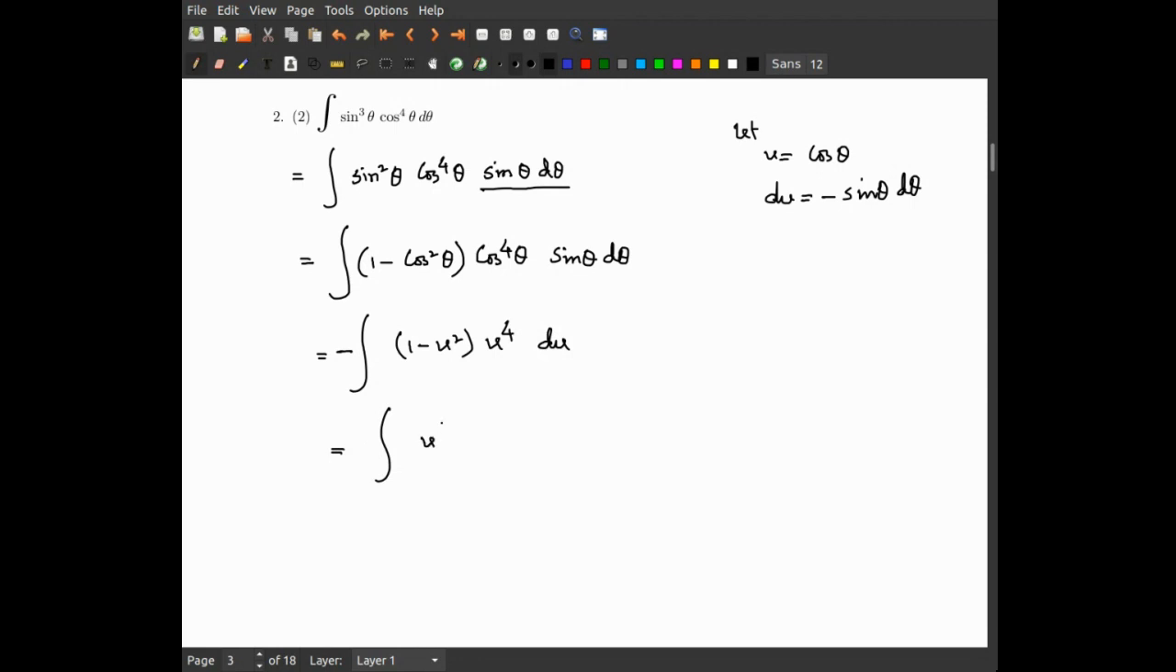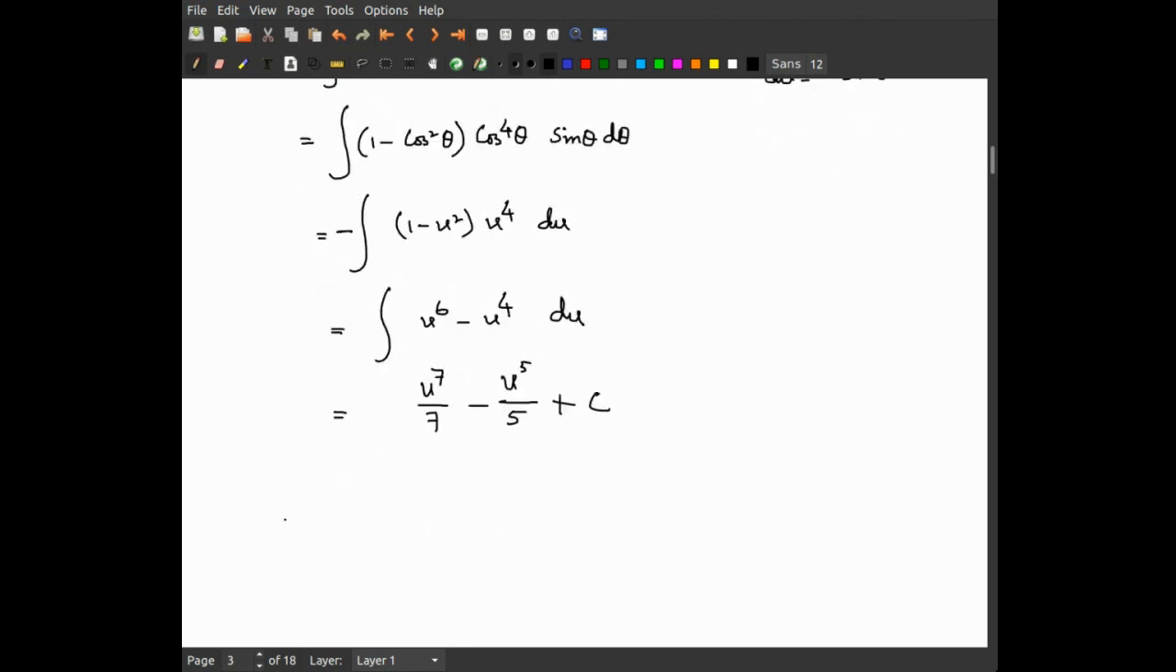Okay, so let's multiply that all out, distribute. So that would be u to the power 4 minus... sorry, I want to switch the position, so that would be u to the power 6 minus u to the power 4 du, to get rid of the negative sign. Okay. Now the integration of this one would be u^7 divided by 7 minus u^5 divided by 5. Since we are done with the integration, let's see.